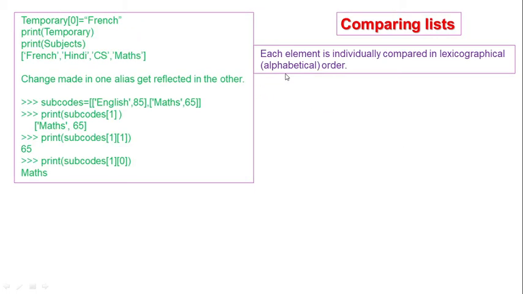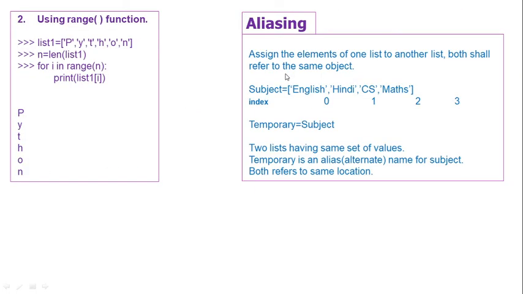Now we have aliasing. You know what aliasing is? Aliasing is nothing but giving another name to an object. So just after aliasing an object, there will be two names. One is the original name and the second is the new name given to the existing object. So the same object or entity can be referred to by two different names: the original name and the alias name.